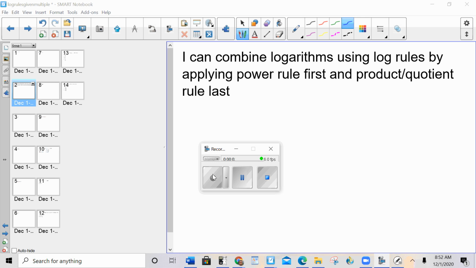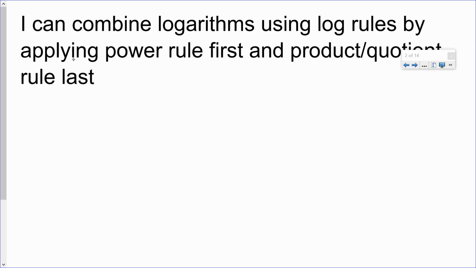Hello everybody, today I can combine logarithms using log rules by applying the power rule first and the product and quotient rules last. So let's start by talking about our rules again, but this time I'm going to write them backwards, because we're going to be going in the backwards order that we did in the previous lesson.